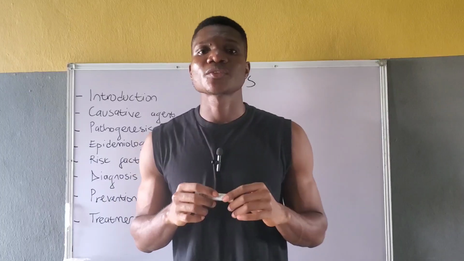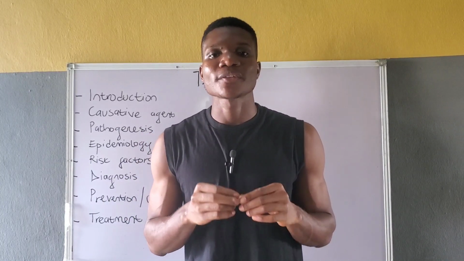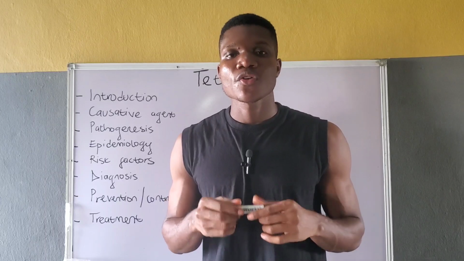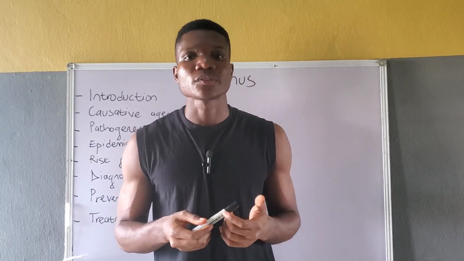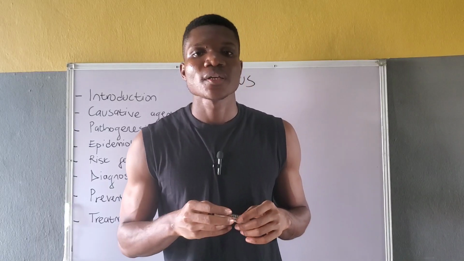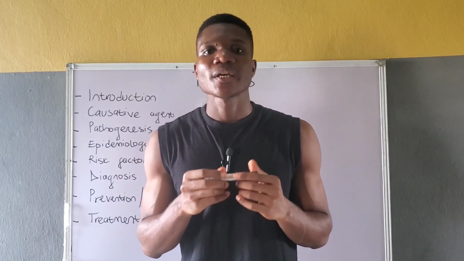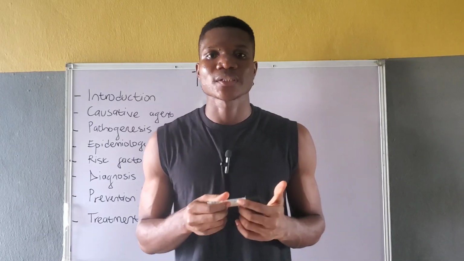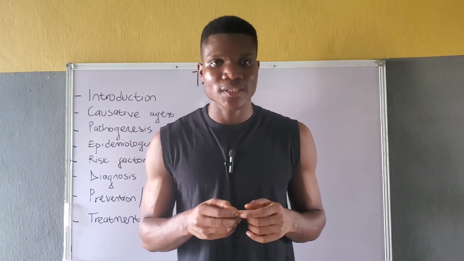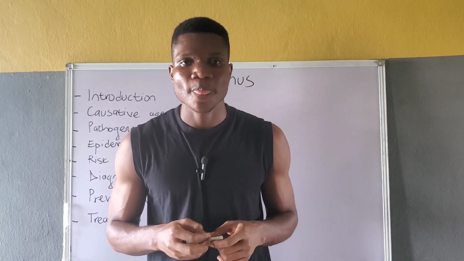Tetanus is not transmitted from person to person, but it occurs when bacterial spores enter into the body through wounds, burns, surgical injuries, etc. Once in the body, the bacterium Clostridium tetani releases a potent toxin, a neurotoxin, that affects the nervous system, leading to progressive muscle stiffness and spasm.